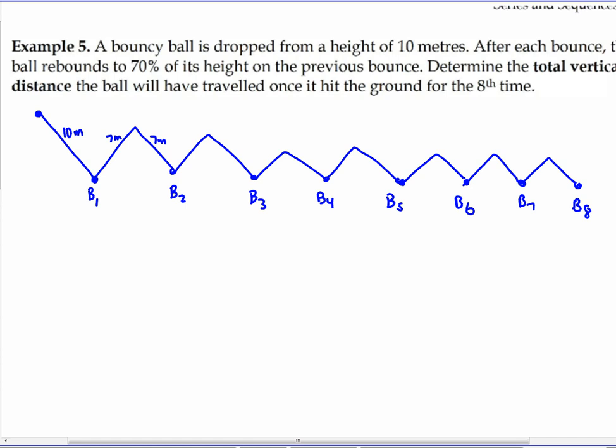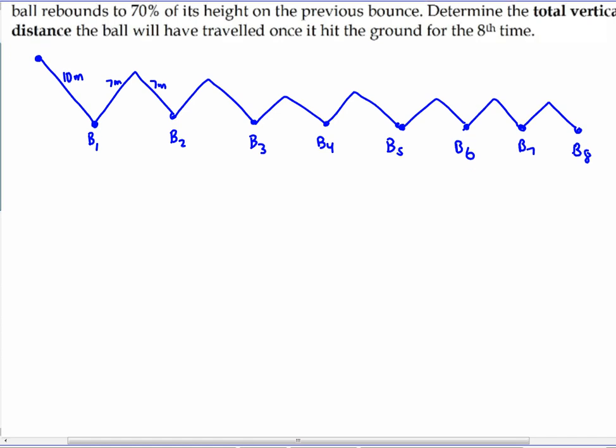Now it wants the total vertical distance. So it wants the up and the down, all of them. We want all these terms together. We want to sum them. So this is a series. Depending on how we set this up, you have two options. We can set this up where term 1 is the 10, or we can set it up where term 1 is 7. Okay, I'm going to show you both.